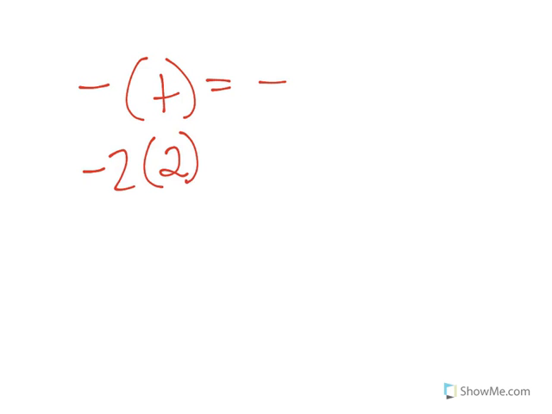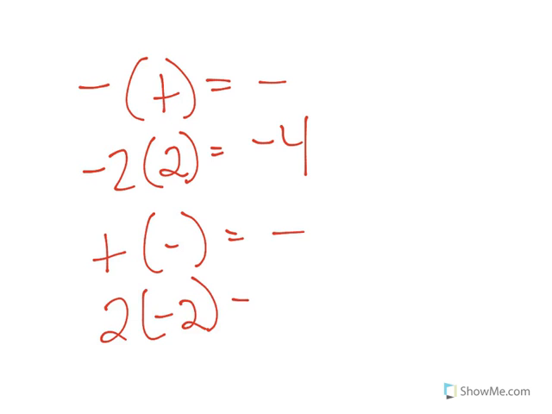Now, if they're different, a negative times a positive is negative. Negative 2 times positive 2 is negative 4. And a positive times a negative is a negative. 2 times negative 2 is negative 4.